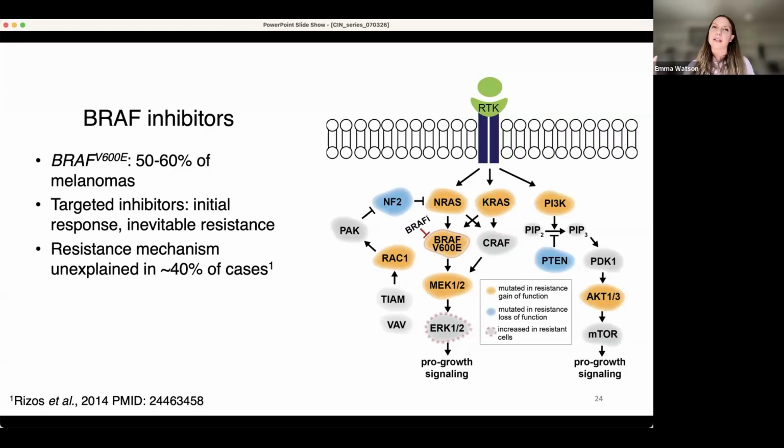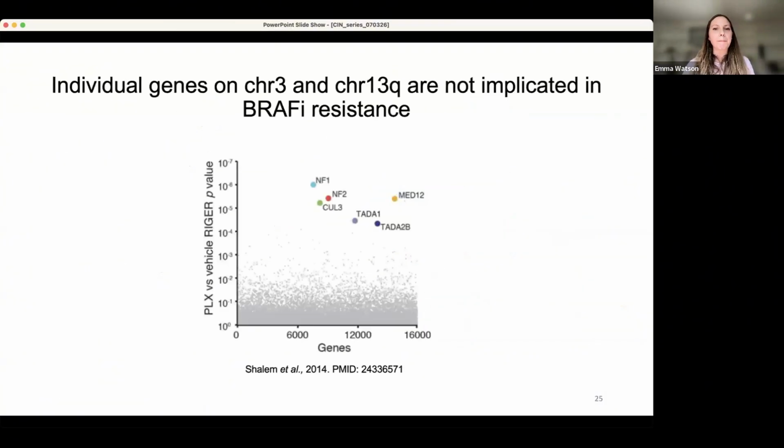And from several studies looking at genomics of patients pre and post treatment failure, we see that gain-of-function mutations in these orange genes, or loss-of-function mutations in the blue genes, are found in about 60% of patients, sort of explaining the resistance. But the resistance mechanism is unexplained, meaning none of these genes are mutated, in about 40% of cases. And so we're wondering whether copy number alterations could potentially contribute. Unfortunately, we don't have good data on that from the clinic yet.